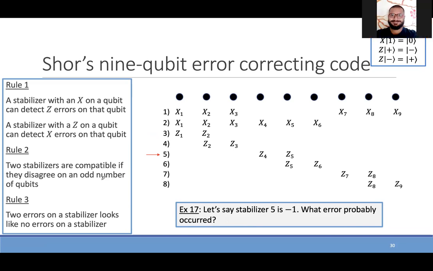Either X4 or X5. Right, but what would happen if X5 happened? If X5 happened, there'd be another stabilizer that flipped. If an X5 error happened, stabilizer 6 would also have flipped. Does that make sense? So we know that X4 had to have happened. Okay, and last one, that stabilizer and that stabilizer alone flipped. What error happened?